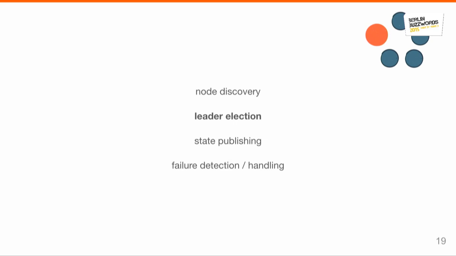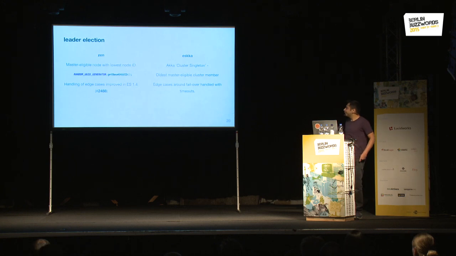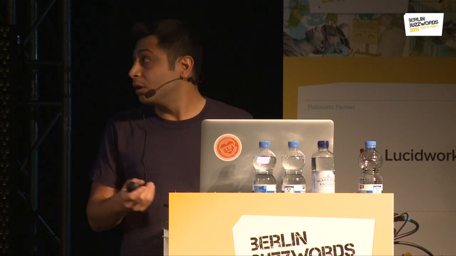So coming to leader election, what's going on there? How do we elect a master? And this is always going to be from the set of nodes that are eligible to be the master. And by default, all of them are, but you can change that, so have dedicated master nodes. And with Xen, we saw that in the nodes section of the cluster state, they had these random looking strings as IDs. So those are UUIDs, and it's basically picking the lowest node ID. And there can certainly be edge cases here, and there was that infamous issue with split brains when there's a partial partition. And the handling of that has improved in recent releases. With eskka, we're using this Akka contrib module called cluster singleton, which basically gives you the oldest member of the cluster with a certain role.